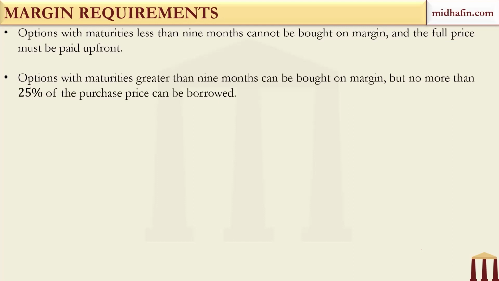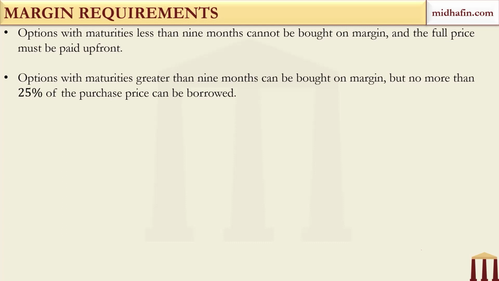but only 25% of the total purchase price can be borrowed. Let's understand it differently. Let's say you have 200 rupees. One option is for let's say 5 rupees. So naturally you will be able to buy how many options? 20 options. Now, if you utilize buying on margin, then you will actually be able to buy 25% more options.